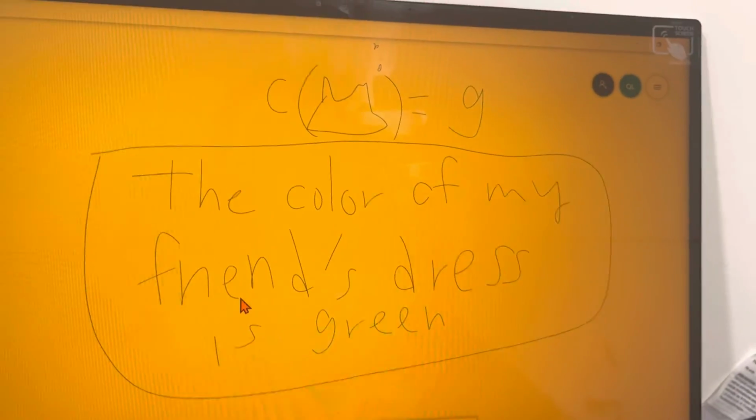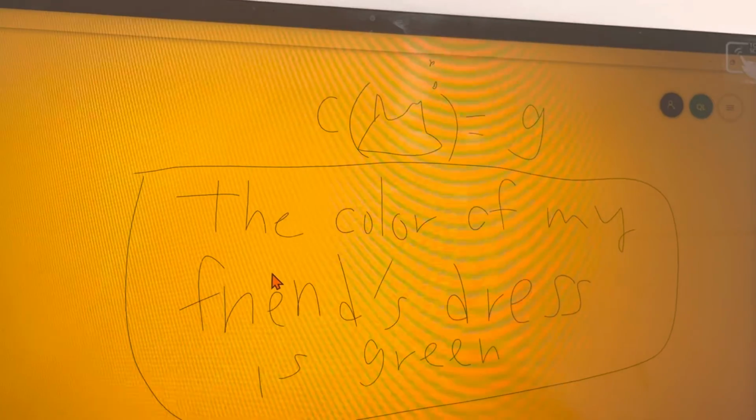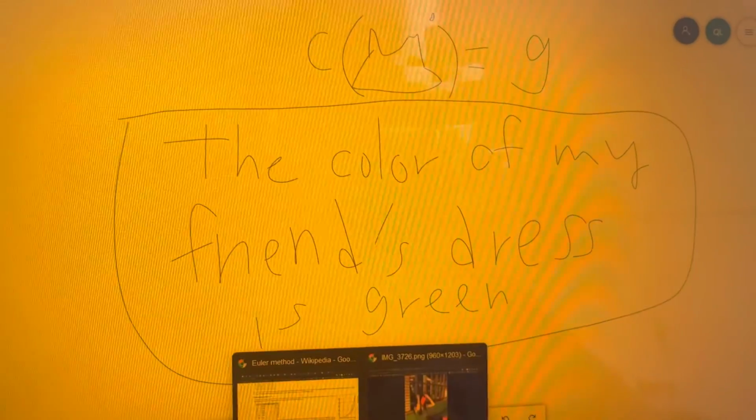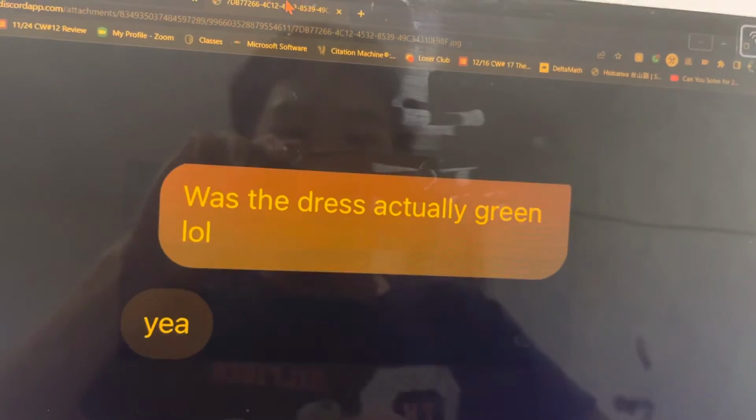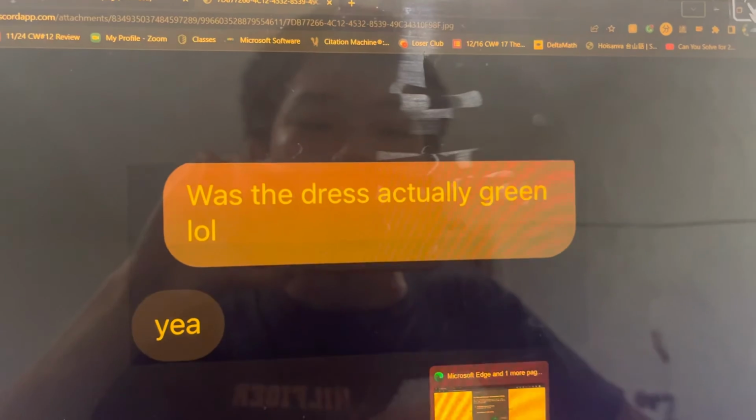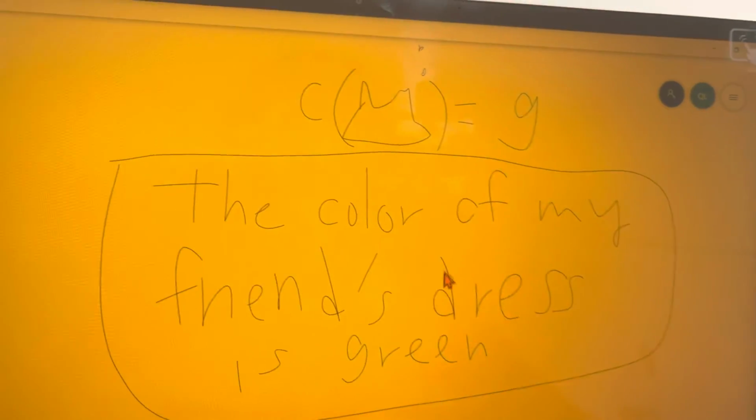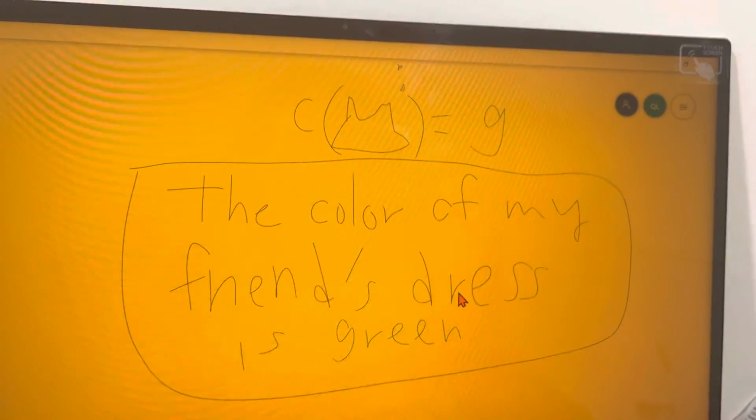And I know there's gonna be some people that are gonna doubt me, so in case of that, I'm gonna show you, okay? In case you want proof, yes. I asked my friend, yes, it's actually green. So yeah, color of my friend's dress is green.